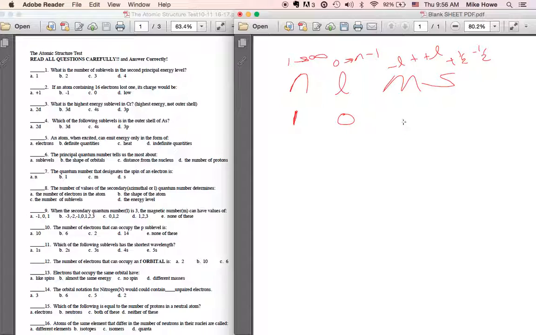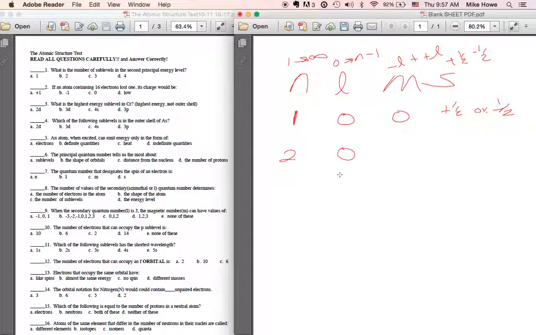So N equals 1, L can only equal 0 then. And if L equals 0, M has to equal 0, and S will either be positive 1/2 or negative 1/2. So for the two electrons that are potentially in the first energy level, one of them will spin clockwise and one will spin counterclockwise, and they'll have to be in the same orbital.